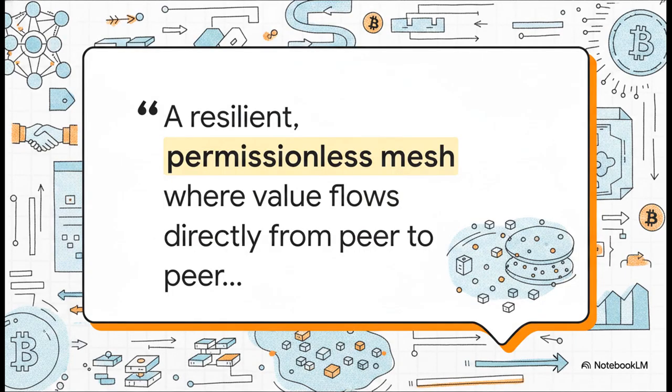When you step back and look at the whole picture, from that flat topology to the intricate handshakes, right down to the Bloom filters and the mempool, it results in this incredibly resilient, permissionless mesh where value flows directly from peer to peer. Everything works together in perfect harmony to create this self-organizing, mathematically secured ecosystem.